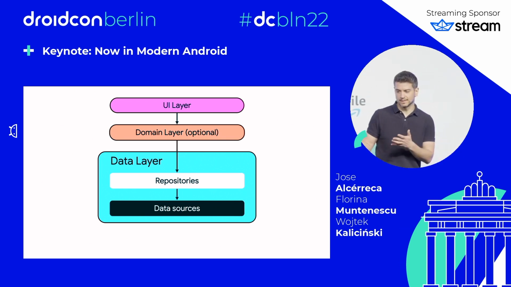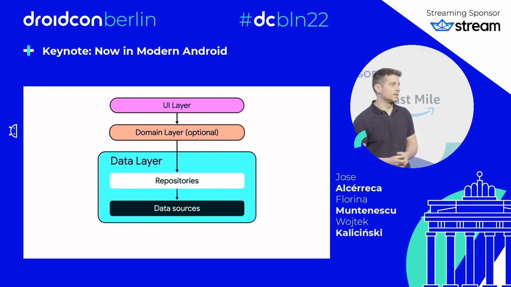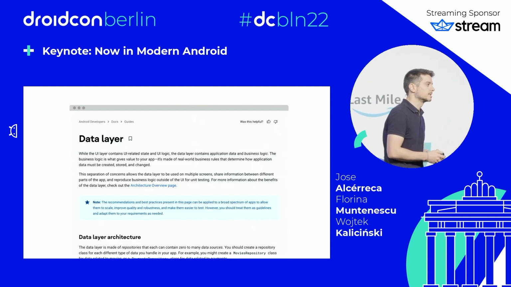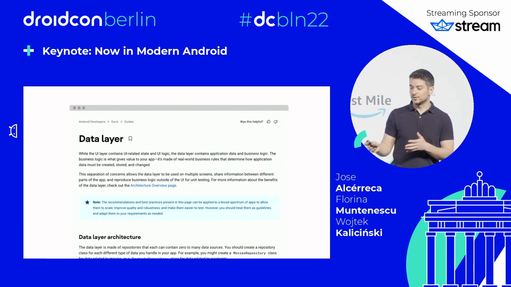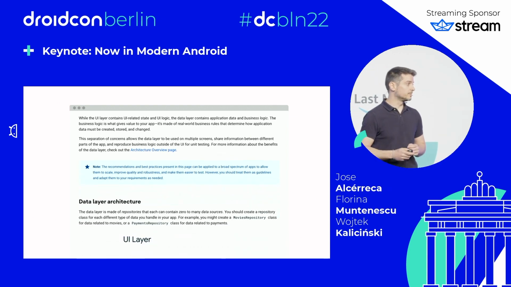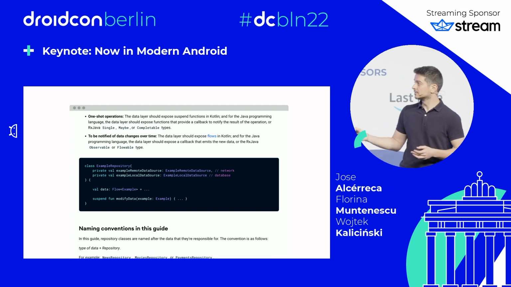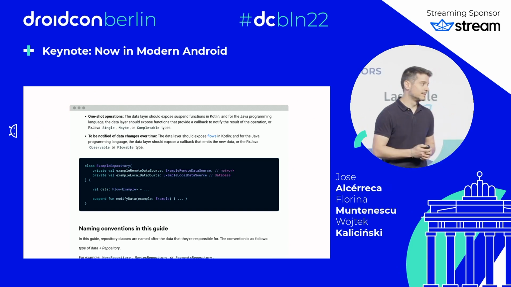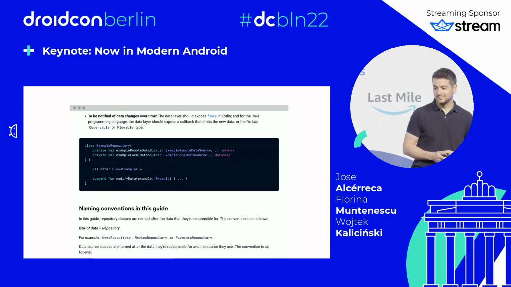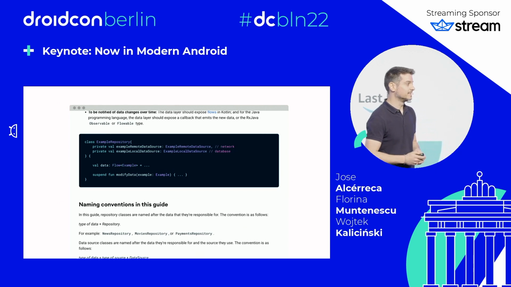In the case of Android, we have an authors repository for authors and a news repository for news. In the guide, you'll find a lot of recommendations. It's a very long article. But for example, use suspend functions for one-shot operations, and Kotlin Flow for exposing streams. This is a big deal.